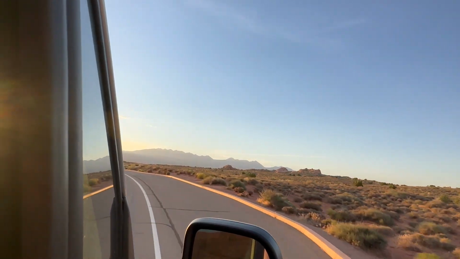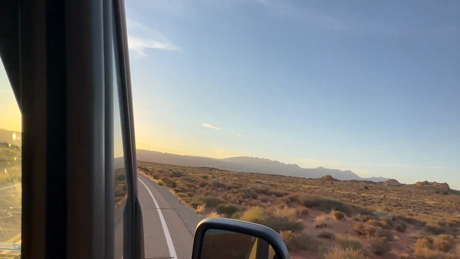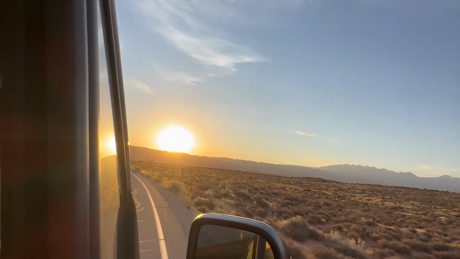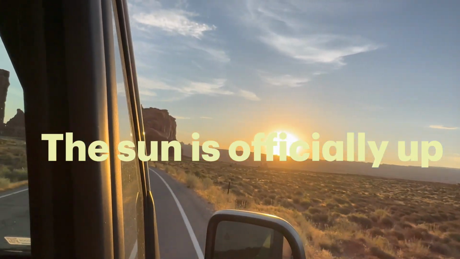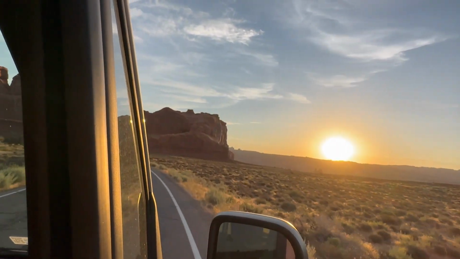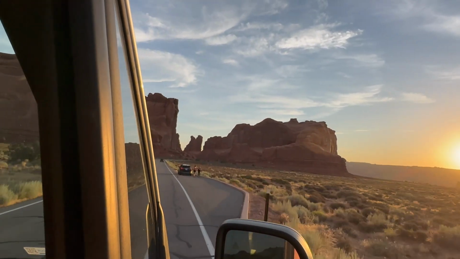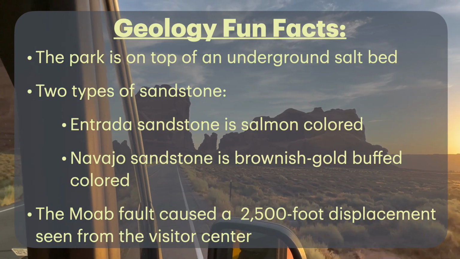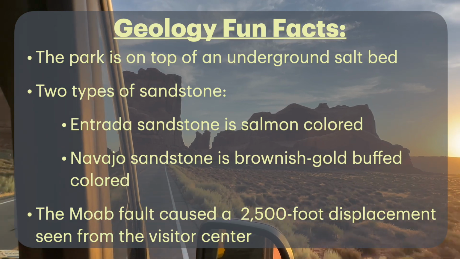While we are driving the scenic road, let me tell you a little bit about how the landscape was formed. The park lies on top of an underground salt bed. Formation of arches began 300 million years ago. Salt water from a nearby ocean flooded the area. When the water evaporated, salt deposits remained. Over millions of years, flooding and evaporation were repeated, and over time, sediment became petrified.